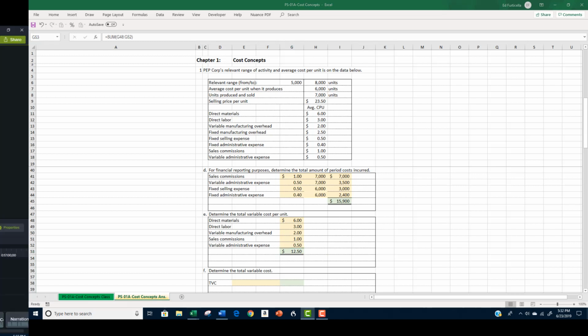Question F asks that we determine total variable costs. Since we already know that variable cost per unit is $12.50, we simply multiply the $12.50 by the 7,000 units sold to get $87,500.